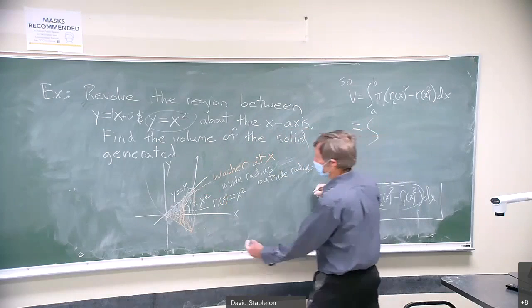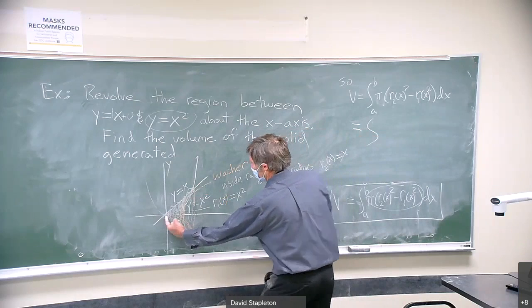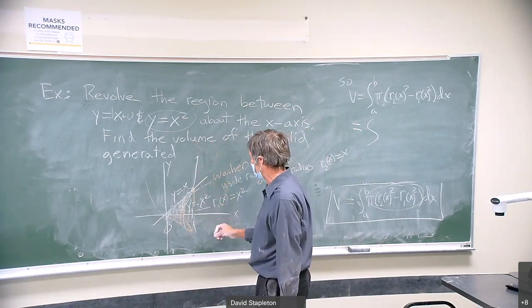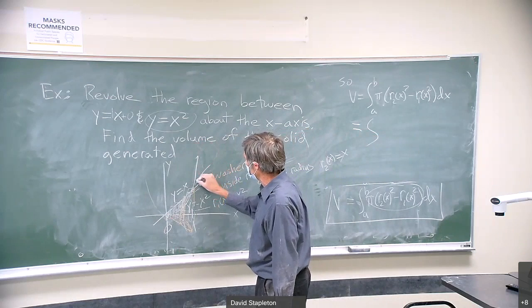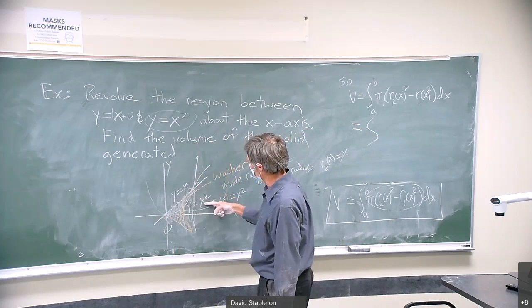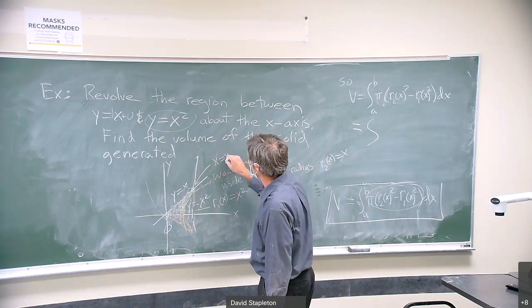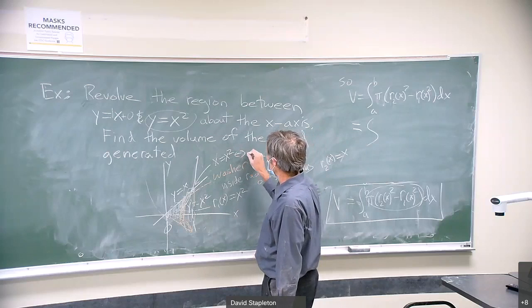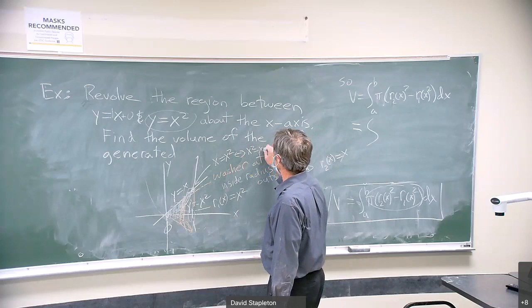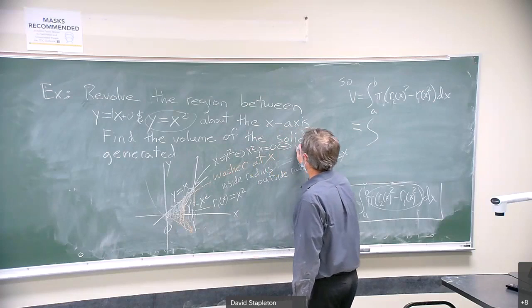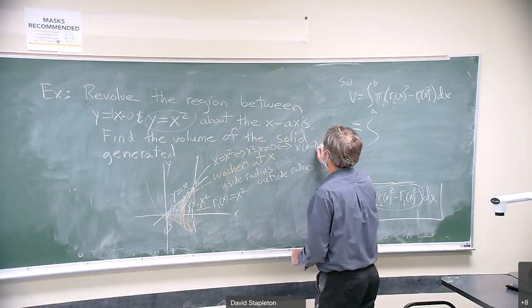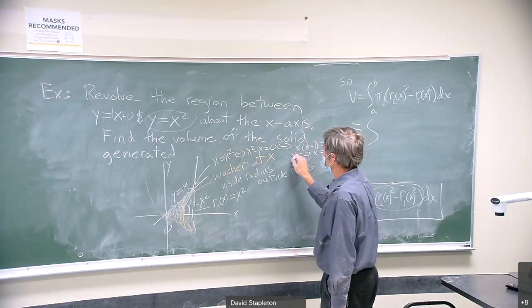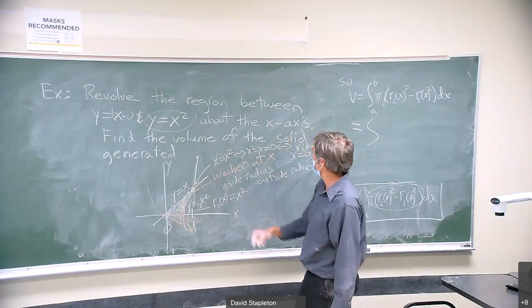The integral of the washers starts at 0 where these intersect, and they end at 1 where they intersect again. If you want to know what those points are, you just set them equal. To find this point, you set y equals x and y equals x squared equal, so x equals x squared. That becomes equivalently x squared minus x equals 0, and you factor it as x times x minus 1 equals 0. So x equals 0 or x equals 1. That's how you find the intersection points: you set these two curves equal.